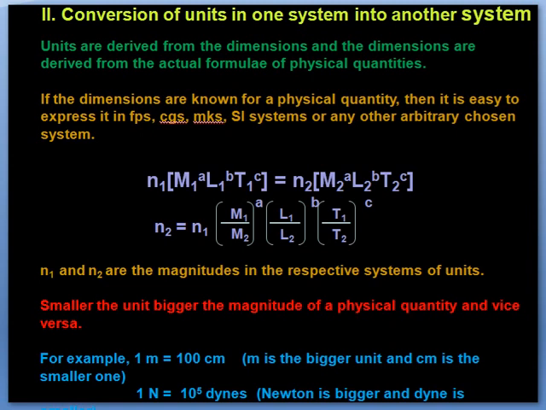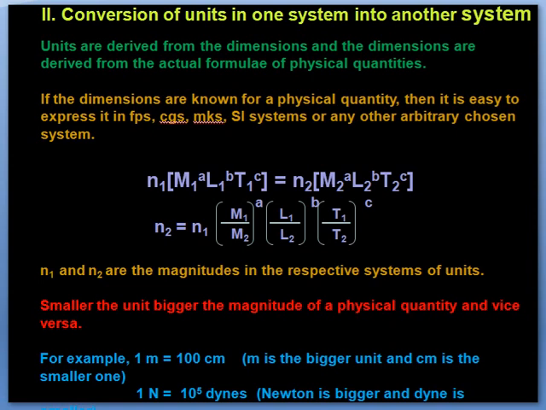Units are derived from the dimensions, and dimensions are derived from the actual formula of the physical quantity. If the dimensions are known for a physical quantity, then it is easy to express it in FPS, CGS, MKS, SI system, or any other arbitrarily chosen system. Here n1 and n2 are the magnitudes in the respective systems of units. The smaller the unit, the bigger the magnitude of the physical quantity, and vice versa.